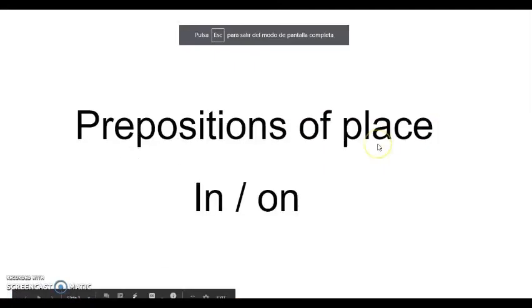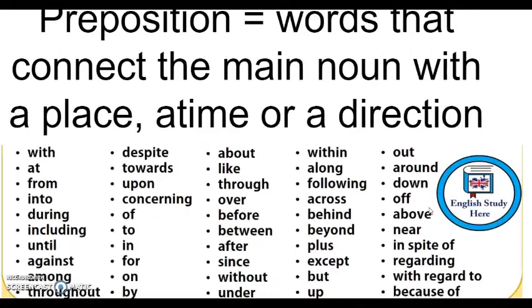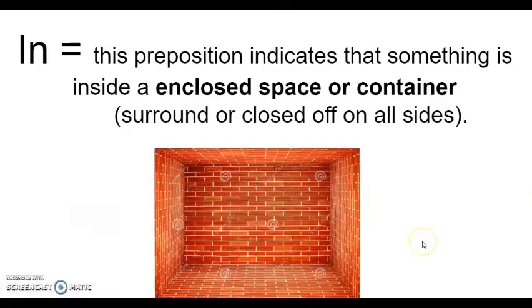So let's start with prepositions of place, in and on. Remember that a preposition is a word that connects the main noun with a place, a time, or a direction. We have a lot of different prepositions in English, but today we are going to focus just on in and on for place. Let's start with the preposition in.